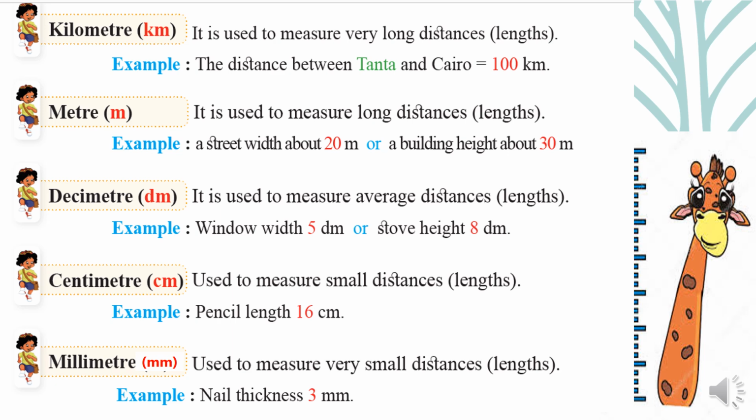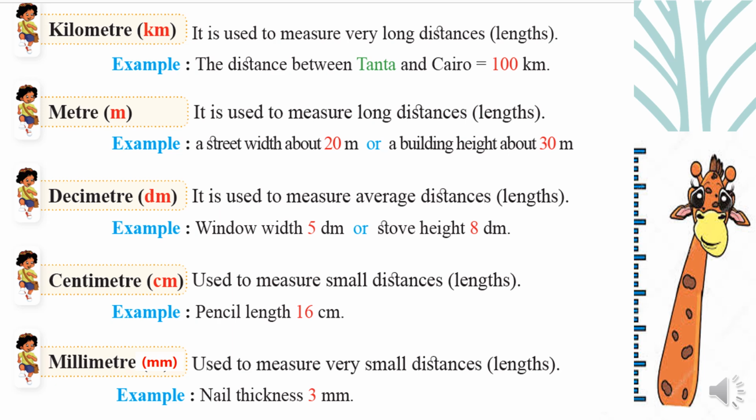So here we have kilometer, and it's a unit used to measure very long distance. Like what? Like the distance between Tanta and Cairo, the distance between two cities, the distance between home and school. And the next unit is meter, and it's used to measure long distance, but like the width of a building or the tree or the height of the bus.